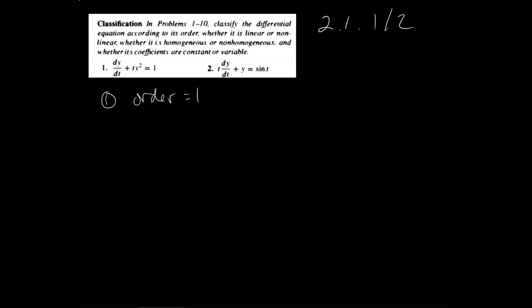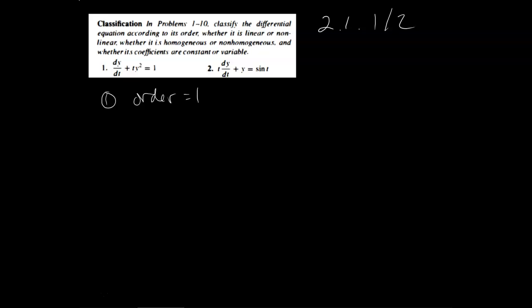And so another way of saying that is we want to make sure every derivative of y, it could be a higher derivative, but it just shows up by itself. So we don't want y prime times y. We don't want the second derivative divided by the first derivative, anything like that.